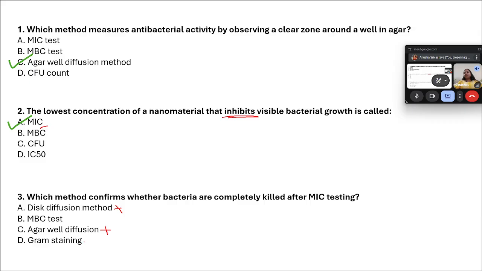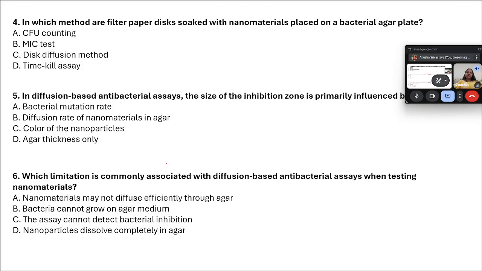Third one is gram staining. Gram staining obviously doesn't tell about the antibacterial effect. So the correct one is the minimal bactericidal concentration test that we have just now discussed. This will tell if the bacteria are completely killed and at which concentration you are observing the bactericidal effect. Right. So now moving forward with the next set of methods that we'll be discussing.